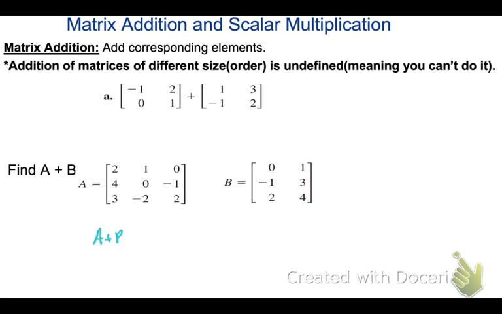So A plus B is 2 plus 0, so it is 2. And then what? 2. What's my problem? Does it work? Nope. Hence, my statement up here that I didn't read to you, they have to have the same size or order. So this is undefined.